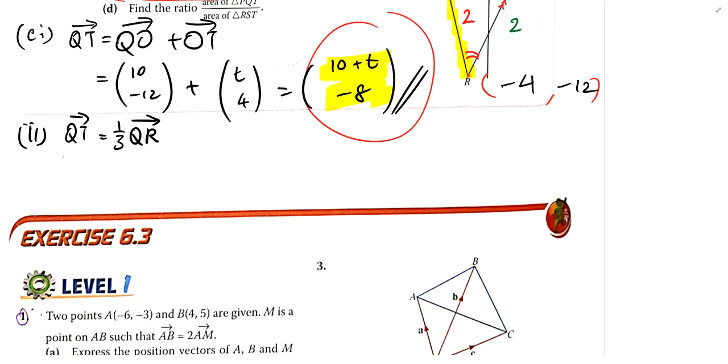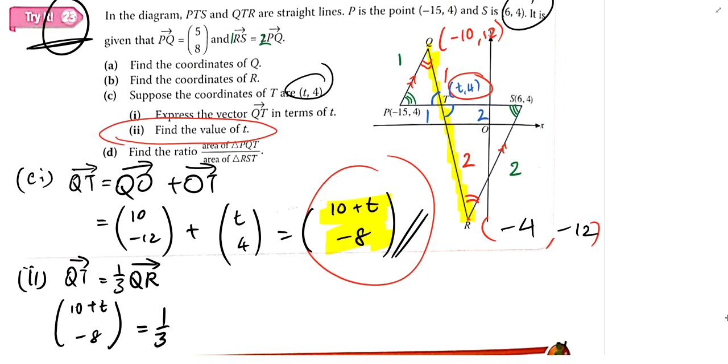So let me just copy it down. 10 plus t, negative 8. This is supposed to be equal to 1/3 of QR. Okay. Now, I need to write down the vector for QR. What is the vector for QR? Do we have the answer already for QR, or do we need to work it out?